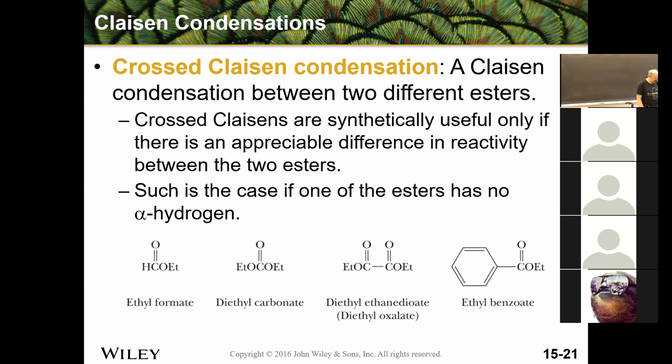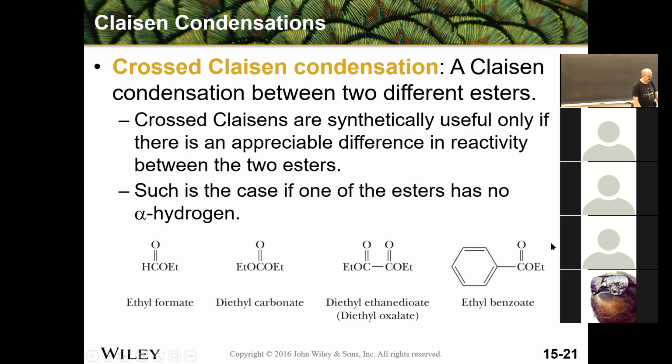Just like with crossed aldol condensations, we can do cross-Claisen condensations. That is a condensation between two different esters. But just like the crossed aldol condensation, this only works if we have an appreciable difference in reactivity, or if one of the esters has no alpha hydrogens.